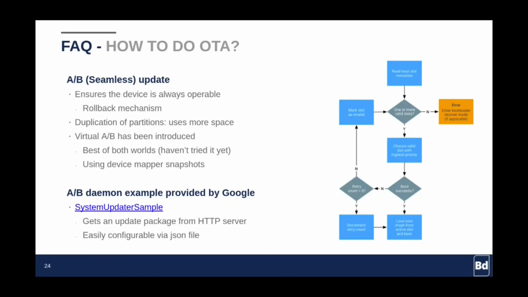At this point, the bootloader will count how many times it tries to boot that new B partition, and if it doesn't succeed, it can roll back to the A partition. In this case, Google actually provided the daemon that you can use to do that, which is the system updater sample. It just downloads from the HTTP server and does the update. That's a great example and a good starting point.